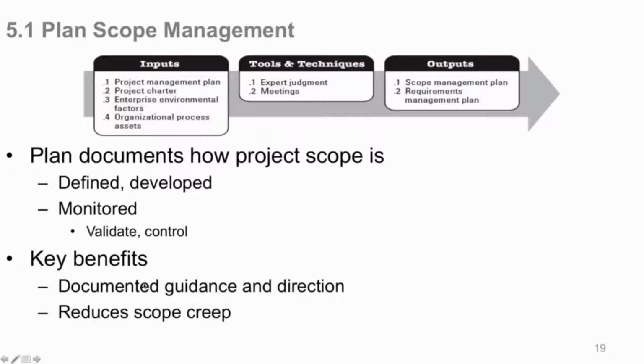Key benefits are you have documented guidance and direction on how you're going to handle scope, and if you do it properly, it will reduce scope creep, because you don't want this thing to end up in either quality control or scope validation, and they say, that's not what we asked for. Big problem. Depending on what you built, it could be a lot of money and time wasted, plus your own reputation for doing a poor job at defining the scope. So pay particular attention to how you do this.